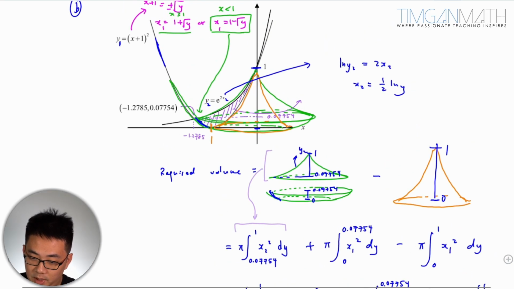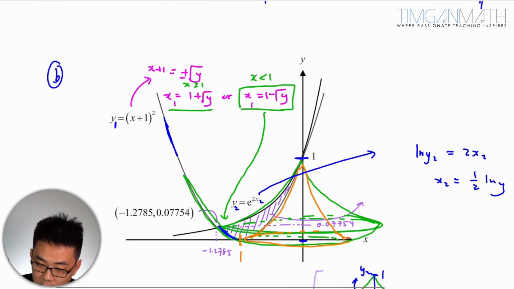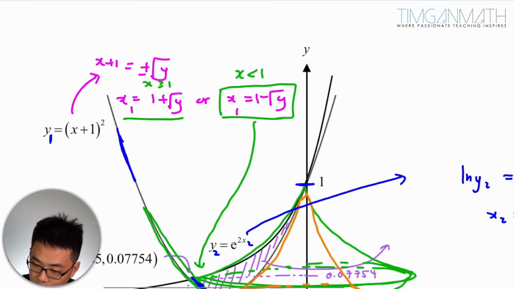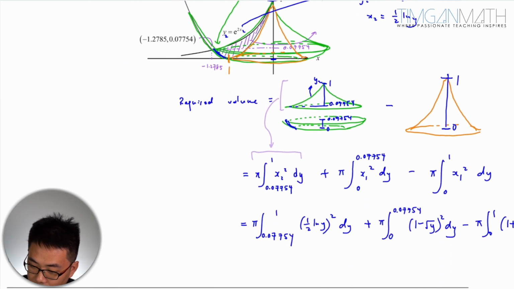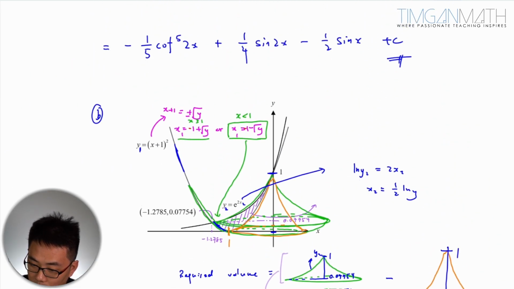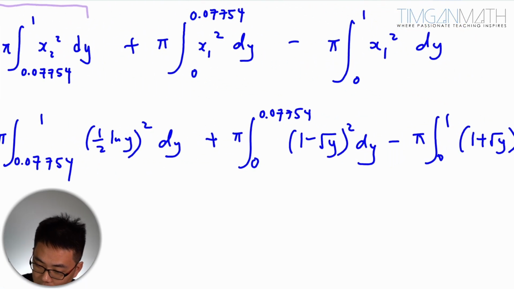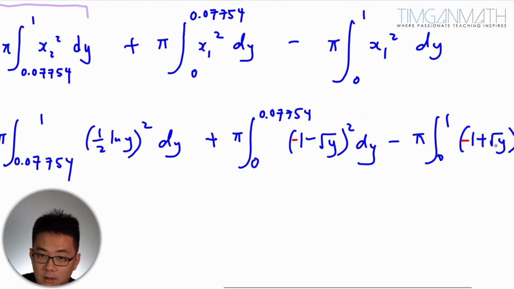I realized I made a careless mistake in my working here. So please have a look here. This is minus. This is minus. I'm just going to add a minus to all my equations. Minus 1 minus x. So this is minus, and the sign is still the same.